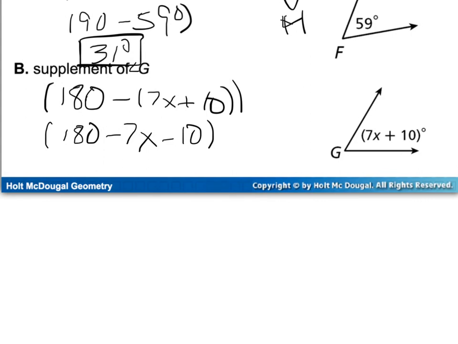180 minus 10 is going to give me 170. There's no other x term, so I just leave that. So this is the angle of the supplementary. Because they give you a variable in your original angle, your supplementary is going to have a variable as well. So this is your final answer.